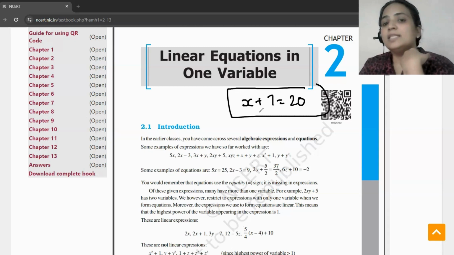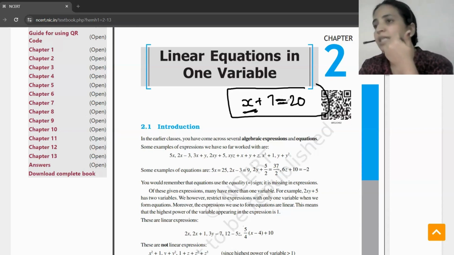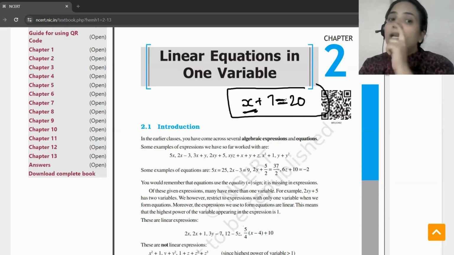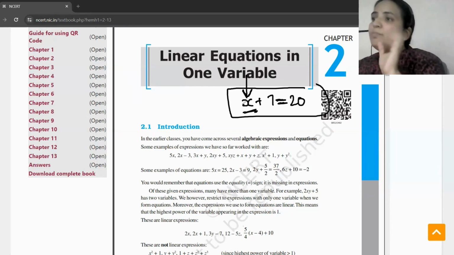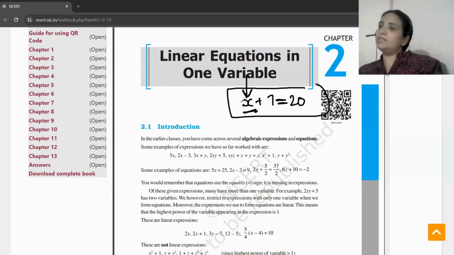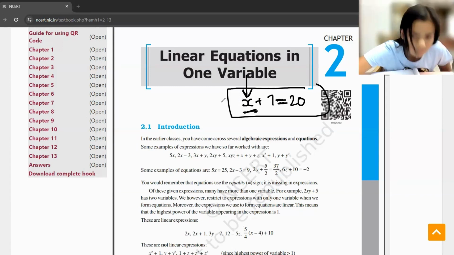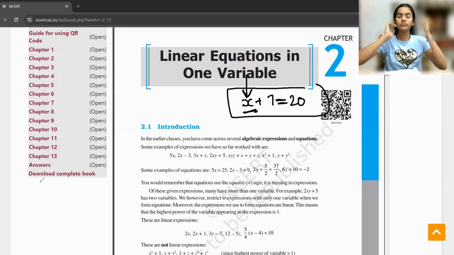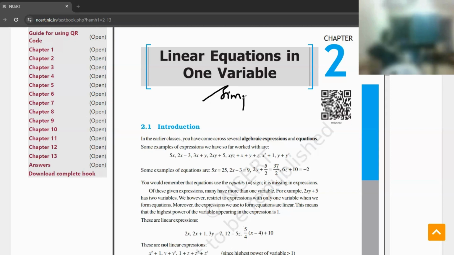What is this? This is linear because the variable's power is 1. Equation, because there is an equals to sign here. And in one variable, because there is only one type of variable. Understood the meaning of the name or not? Linear equation in one variable, is this clear or not? Yes, ma'am. And do you people remember the chapter simple equations in class 7? So it's that same chapter.